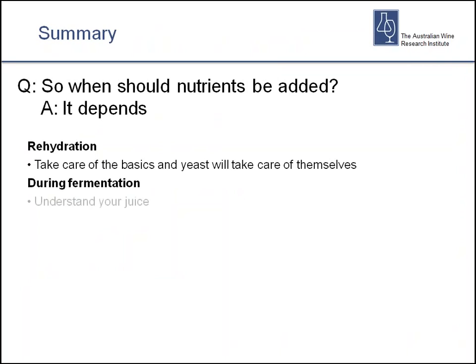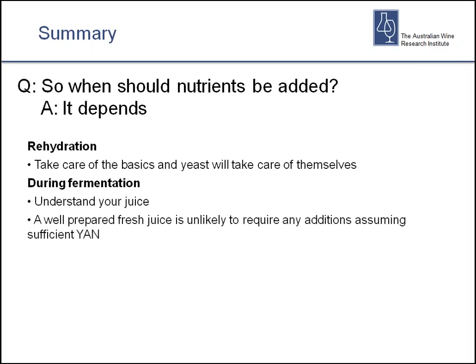For nutrient addition during fermentation, understand your juice, understand the YAN conditions prior to nutrient addition. Even with complex nutrients, you're not necessarily adding a lot of YAN, like I said earlier, up to maybe 50 mg per litre. But a well-prepared fresh juice is unlikely to require any additions, assuming sufficient YAN.